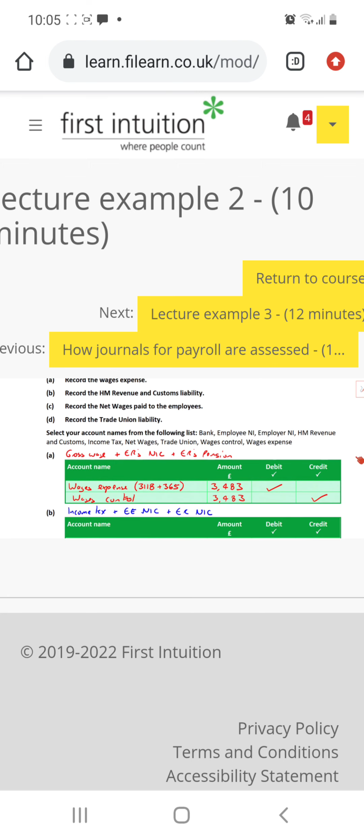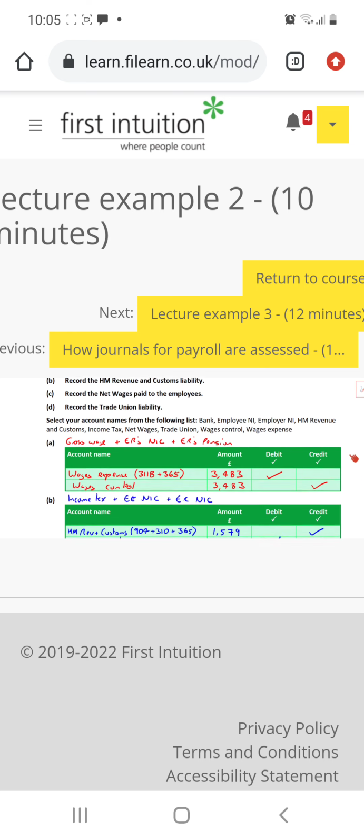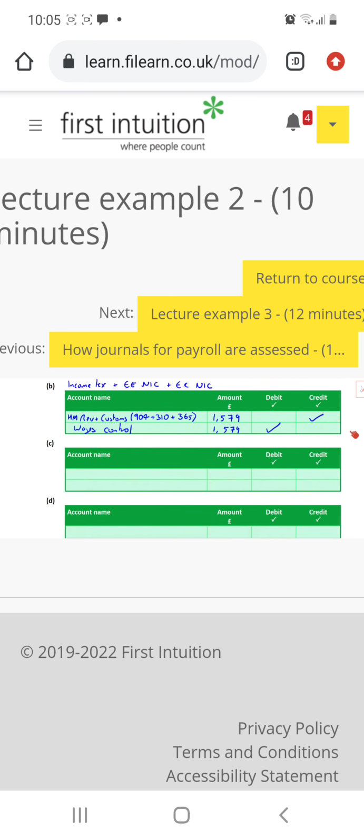So part C asks us to record the net wages to the employee. To work out my net wages, I need to start off with the gross wage that they would expect. I then need to subtract from that any deductions. Any tax that is being deducted from them and given to HMRC on their behalf needs to come off. Any national insurance contributions need to be taken off as well, but remember, only the employee part.